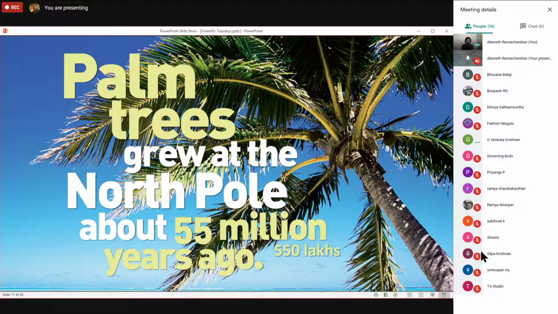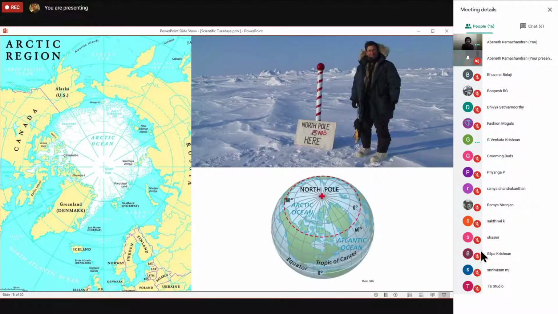Coconut tree is also called a palm tree, because there are different types of palms. One such palm is coconut. So coconut trees used to grow in the North Pole. What's so special in it? Everybody knows the North Pole is here. Was here.